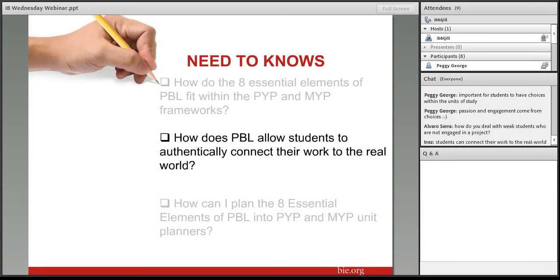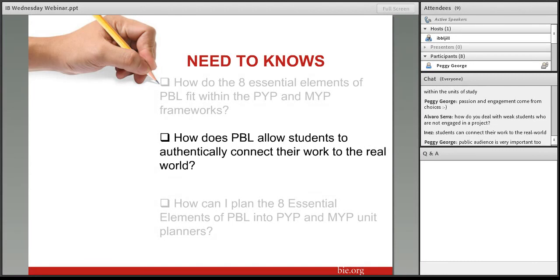Well, let's go back. How do you deal with weak students who are not engaged in a project? That's a great question. I would love to hit that at the end when we look at some of our examples. And if you'll post that in our question and answer section, that would be excellent. And we will get to that. We can provide some resources that you can go and look at afterwards. So I'm going to add that to our question and answer section.